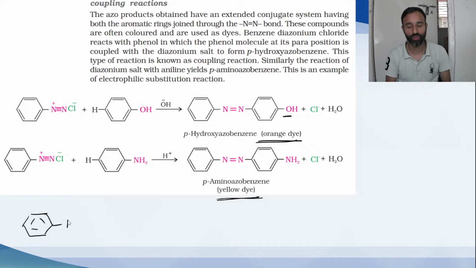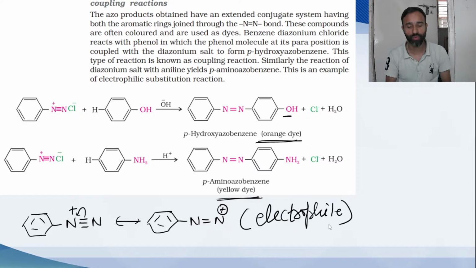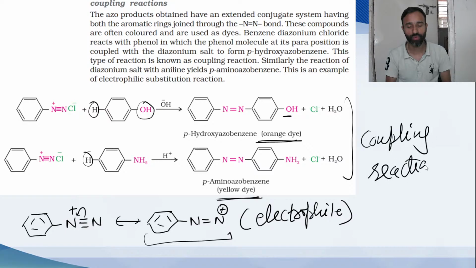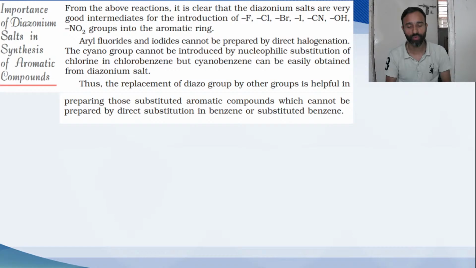See, this is diazonium salt, and this is the electrophile. This electrophile will attack with respect to OH at ortho and para, but para is the favorable position, being less hindered, because this is a bulky electrophile and it will attach to para. So we get para-hydroxyazobenzene, para-aminoazobenzene, and this is called coupling reaction. This is also an electrophilic substitution reaction. This group is called the azo group. That's why they are azo dyes. That's all about diazonium salt.